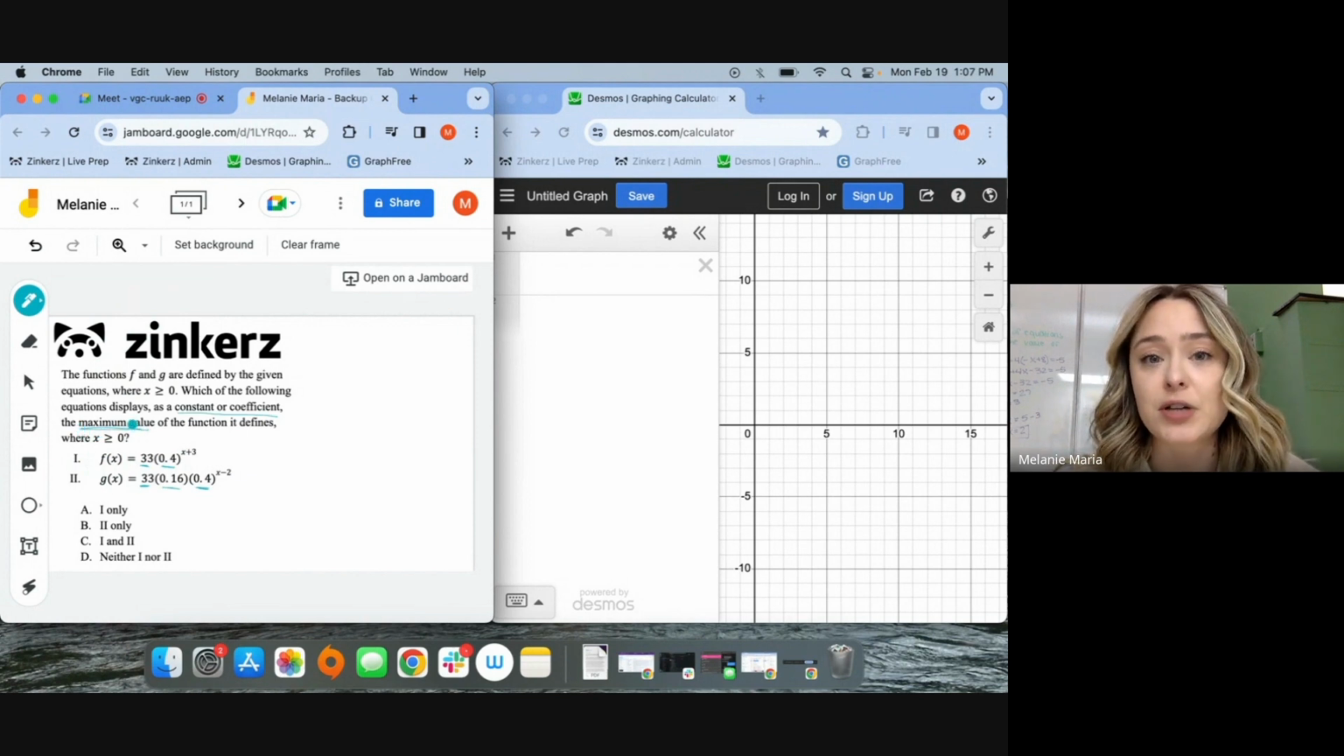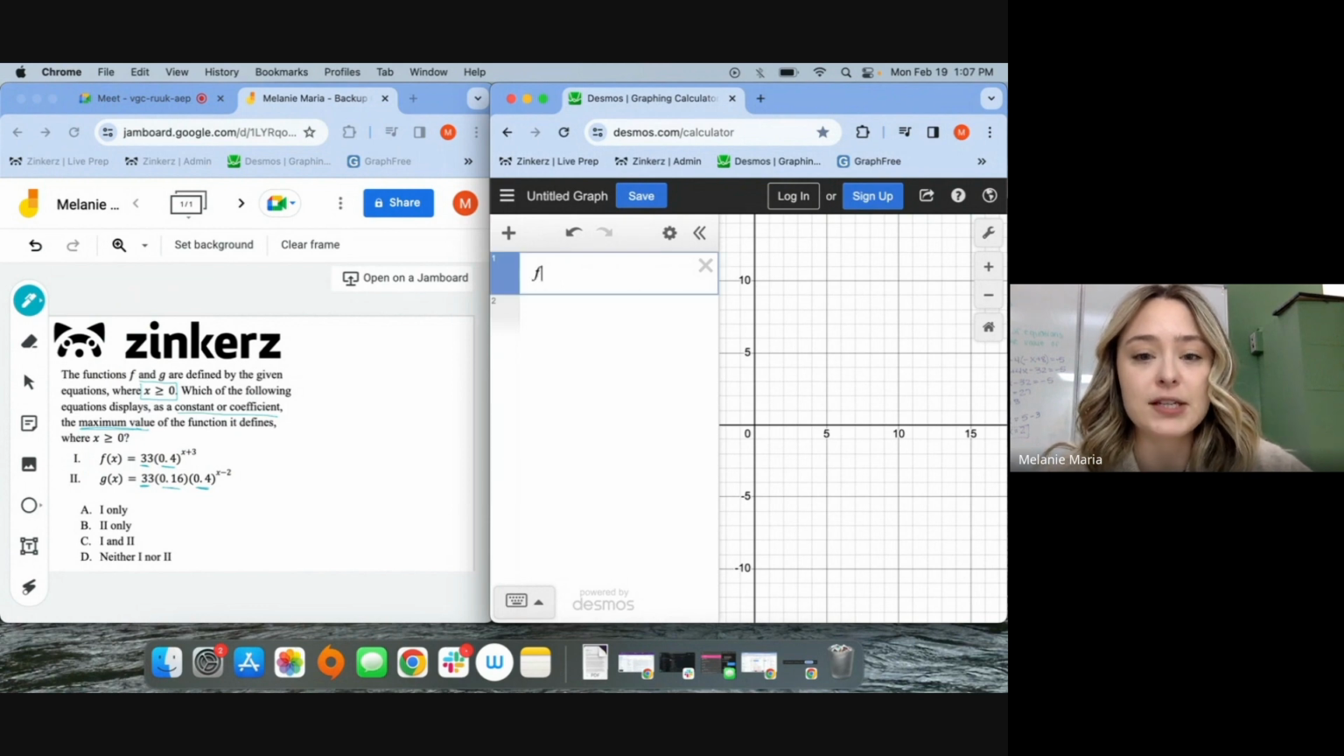And that's where Desmos comes in. Desmos will give us a visual of what that maximum value looks like. And we're working within some constraints, which I'll jump to in Desmos in a second, but x is going to be greater than or equal to 0. So that'll become important when I use Desmos as a visual. So let's jump over here.